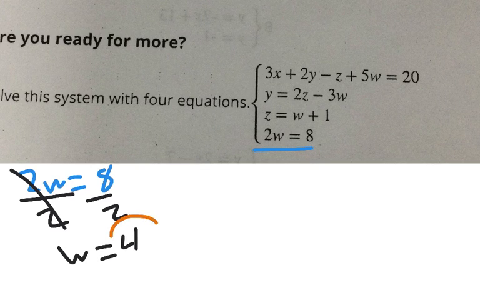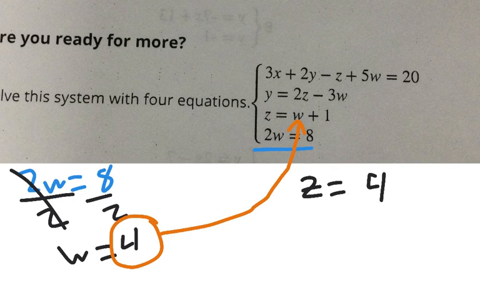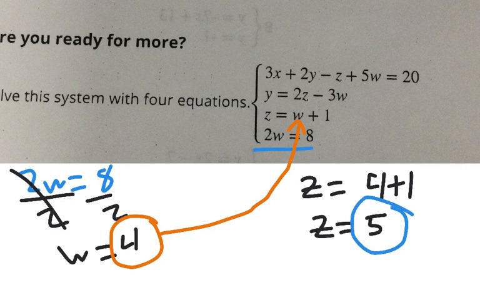Now that I know W is 4, I can plug that into any of the other equations. So if I plug it into the next to last one, then I only have one variable to deal with. That tells me Z is equal to 4 plus 1, which means Z is equal to 5. So now I know 2 variables. I know W and Z.